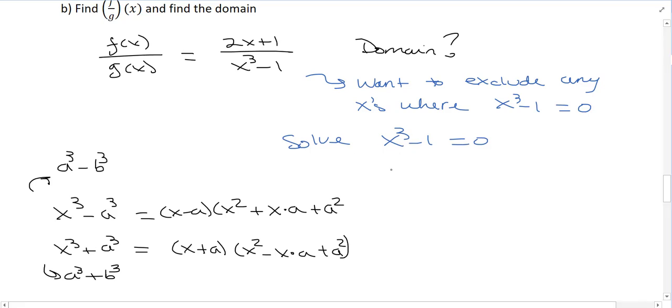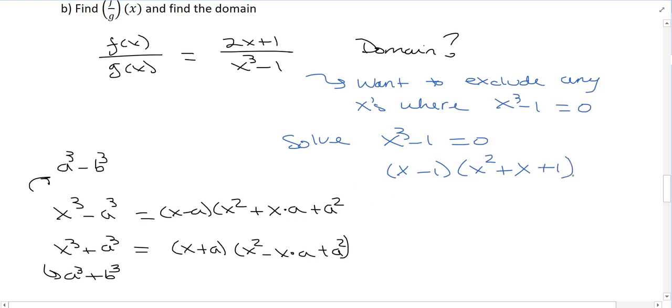So in this case, x cubed minus 1 looks like the x cubed minus a cubed. So then this is going to factor into x minus 1 times x squared plus x times a. A is 1, so just x, and then plus a squared.